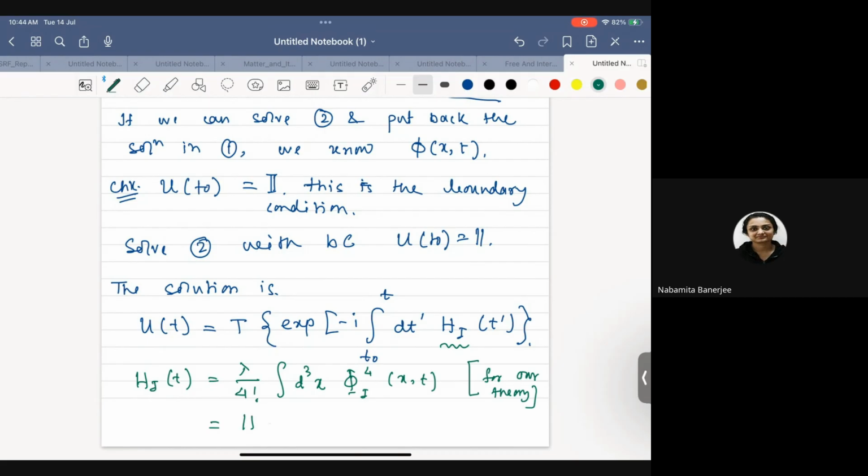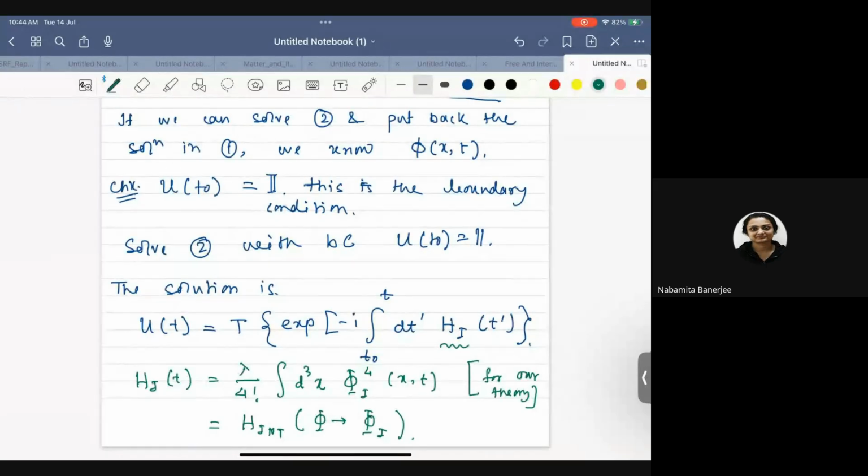H_I is nothing but H interaction where you just replace phi by phi_I. That is what H_I is. Again, an operator that you know. I don't know H interaction, right? Because H interaction is this expression with phi to the power 4, and phi is an operator that I do not know. I am trying to understand it. But H_I is exactly that expression with phi replaced by phi_I, and phi_I we know. So that's your H_I.